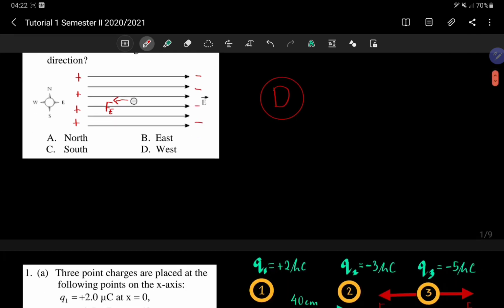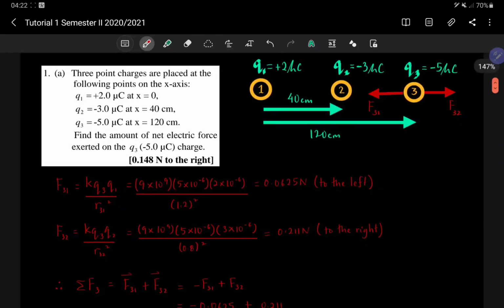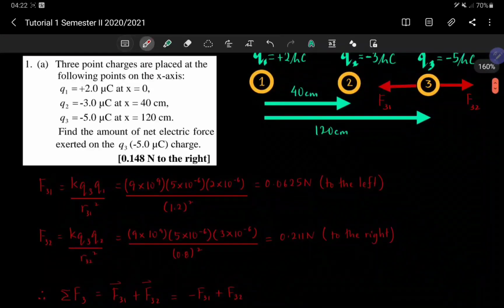Okay, so let's continue with question number 1, which is under the subjective questions. Okay, what do we have now for this question? Alright, the question is: 3 point charges are given, which are placed at the following points on the x-axis. Q1 at x equal to 0, and this is the magnitude. Q2 at the 40 centimeter position, and this is the magnitude. And Q3 is located at the 120 centimeter position, and this is the magnitude. So Q1 is a positive charge, Q2 and Q3 are negative charges. Find the amount of net electric force exerted on Q3 by Q1 and Q2.